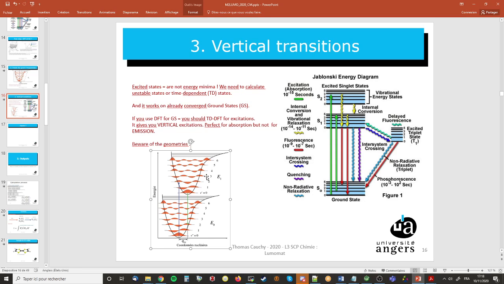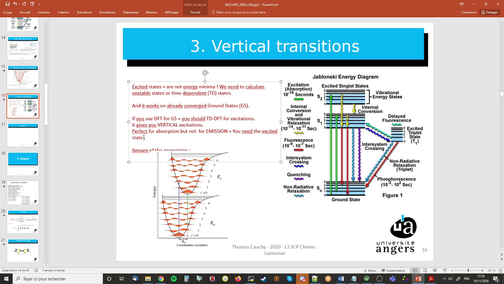If you have a large Stokes shift, that means that you have a large geometrical rearrangement, and that means that the structure is not rigid. It can easily change the geometry to adapt to a new geometry of the excited state. So when you do the vertical transition, you have the process of absorption and emission. But for emission, you need the excited state minimization, geometry minimization.